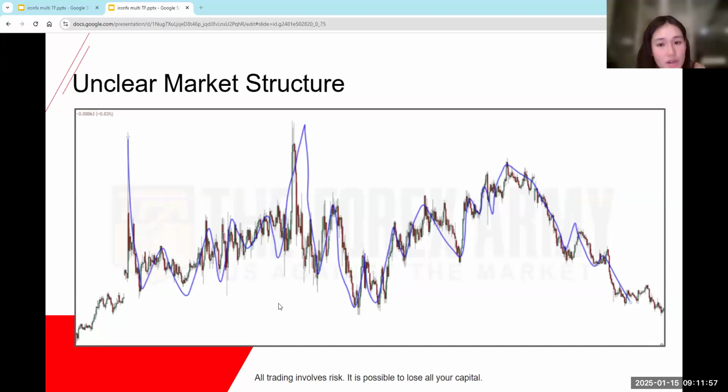So here's an example of an unclear market structure. You can see it's very choppy. There aren't very clear swing highs or swing lows, and it's a bit harder to do your analysis on this.